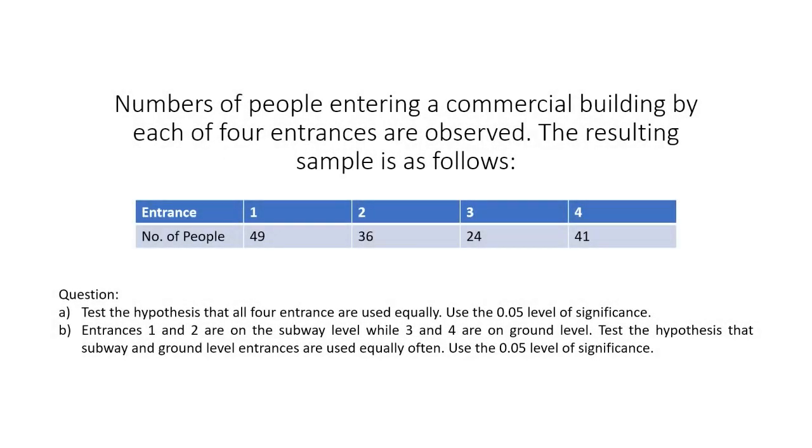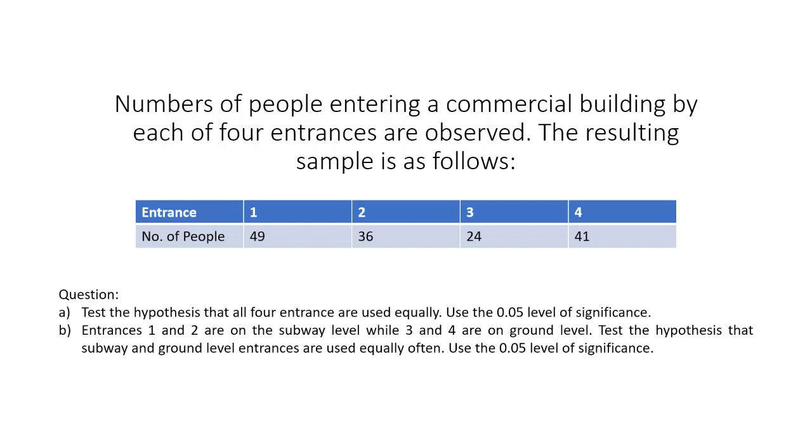Hello and welcome. In this video, we are going to do a statistical question given below. The question states that the numbers of people entering a commercial building by each of 4 entrances are observed. The resulting sample is as follows. Here is the sample data based on respective entrances. The question asks us to test the hypothesis that all 4 entrances are used equally. Use the 0.05 level of significance.